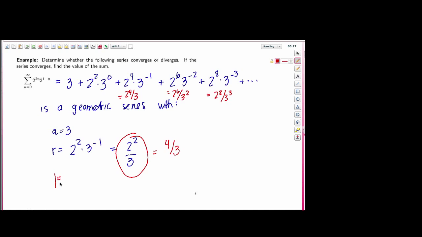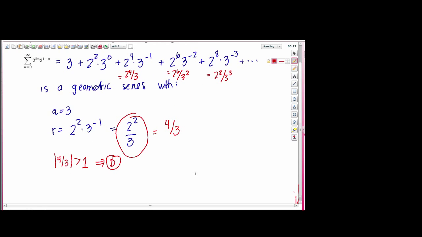Notice that the absolute value of 4/3 is greater than 1, which tells us that this geometric series diverges. As we add up more and more terms of this geometric series, the sums would just be getting larger and larger and larger.